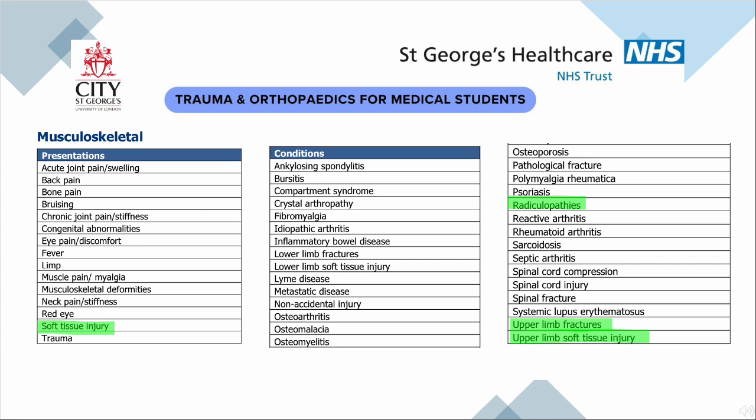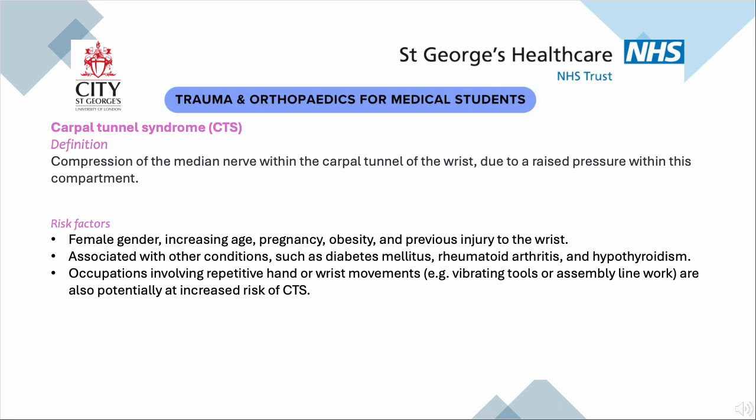As with all of the other lectures, we've mapped this to the MLA, and you can see this covers soft tissue injuries, a little bit of nerve injury, and some upper limb fractures. We'll start with carpal tunnel syndrome and with a definition.